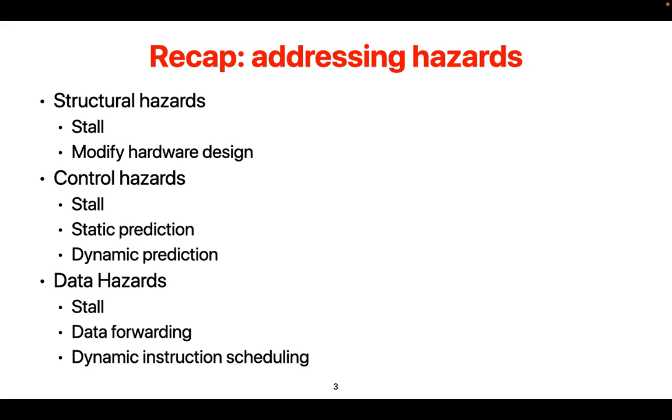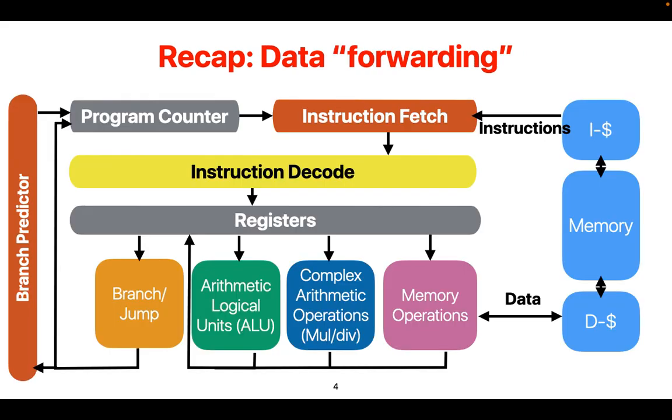So we have been talking about modifying the hardware design to address the issue of structural hazard. For control hazard, we spent a lot of time on dynamic branch predictions, and today we are going to continue our discussion on resolving data hazard with dynamic instruction scheduling.